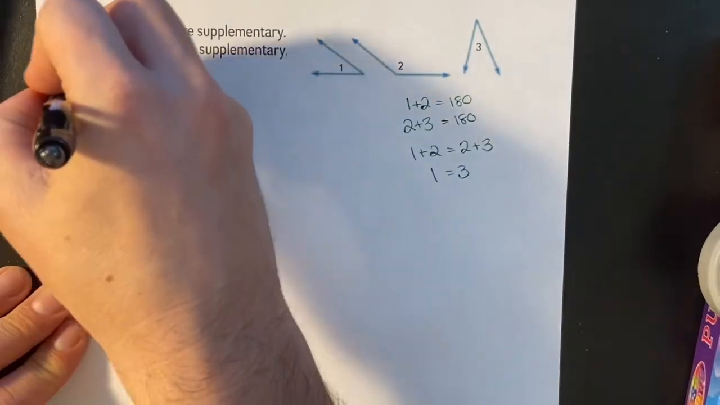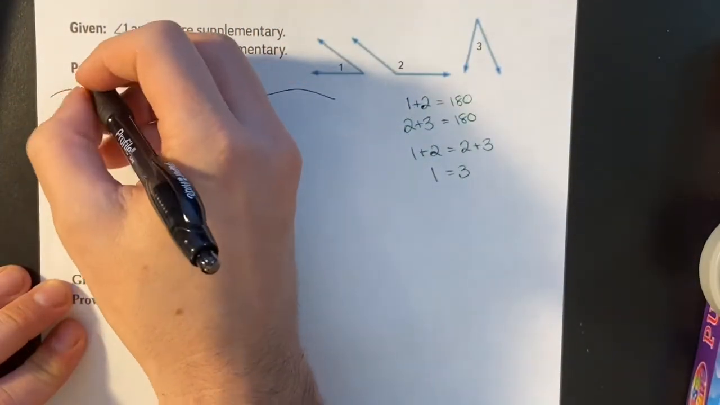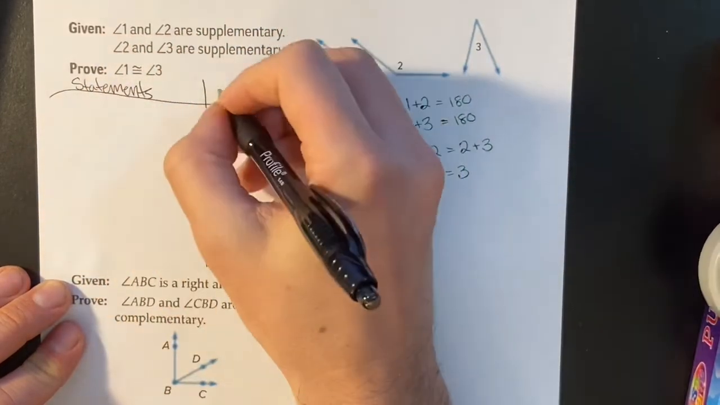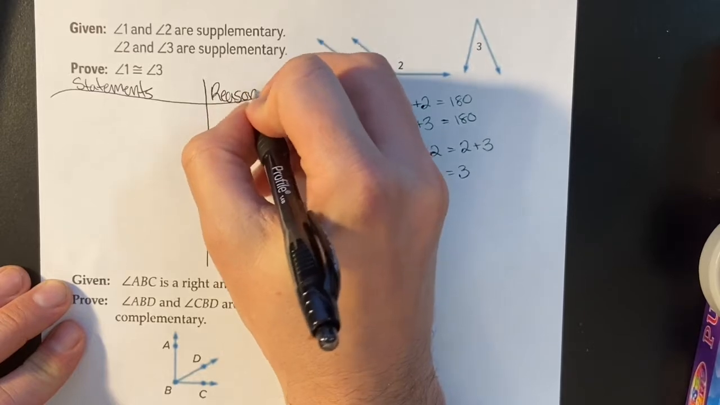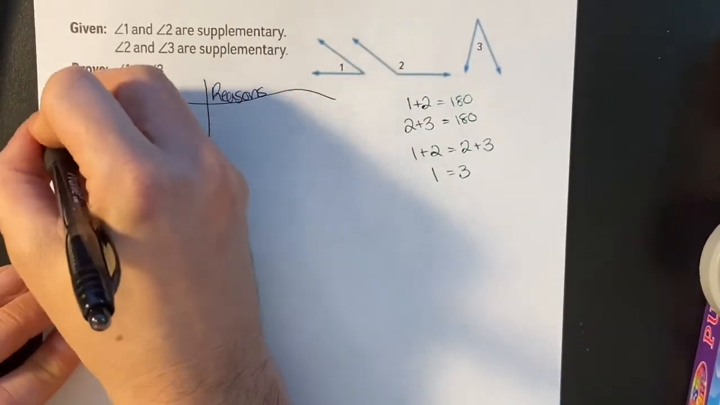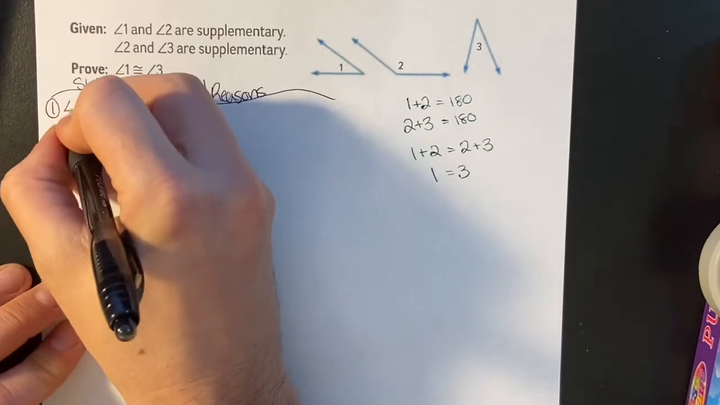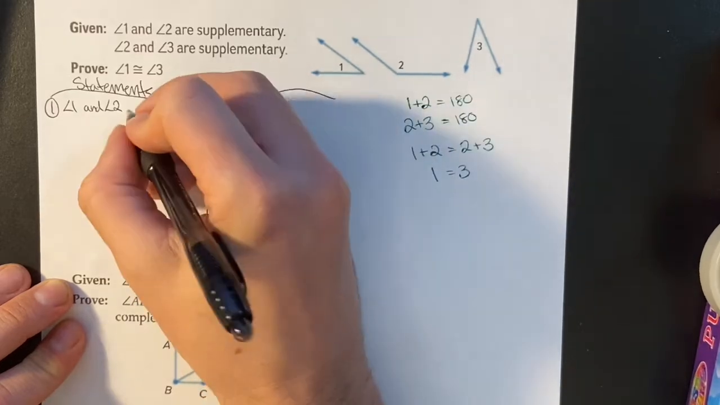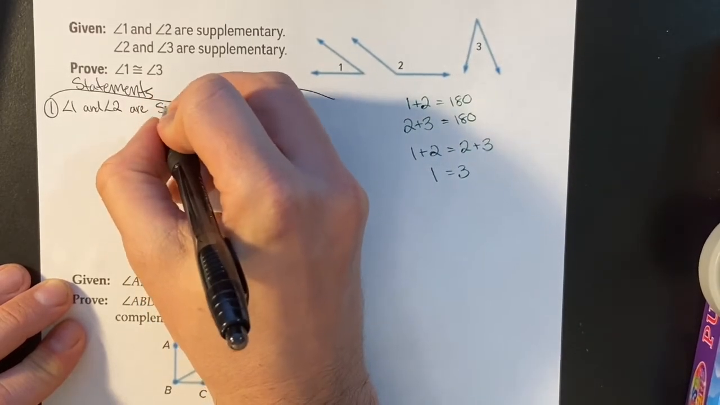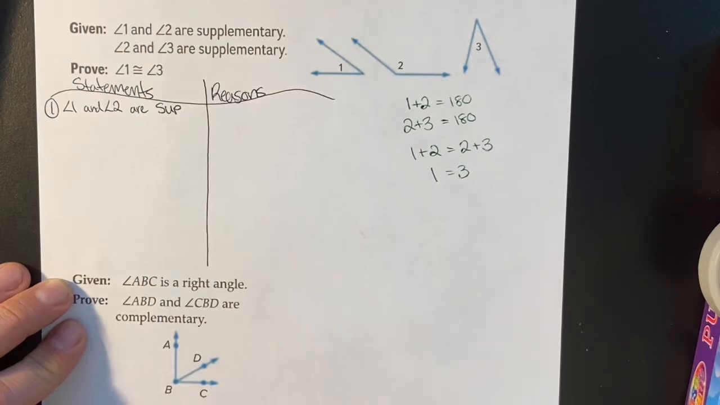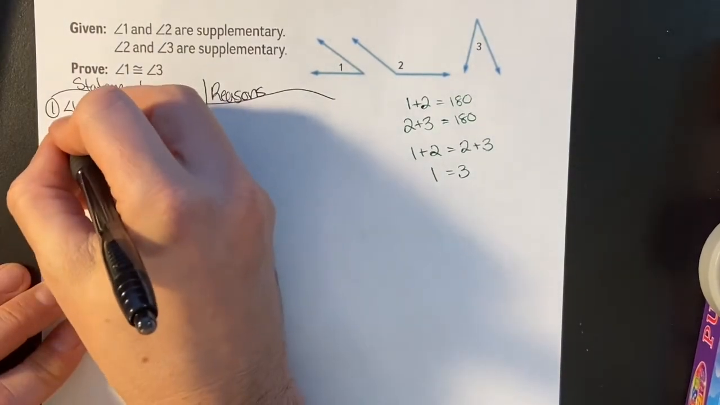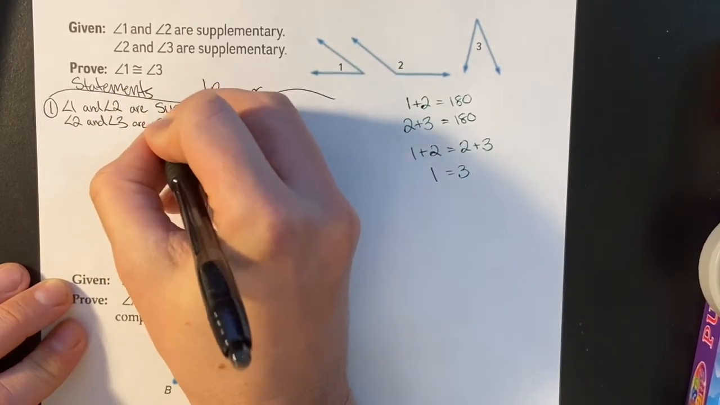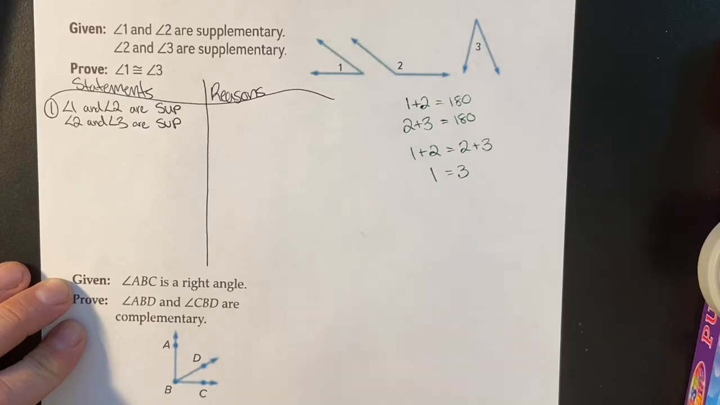Two columns. Statements. Reason. Statement number 1 is always going to be my given. Angle 1 and angle 2 are supplementary. Also, angle 2 and angle 3 are supplementary. And the reason why is the given.